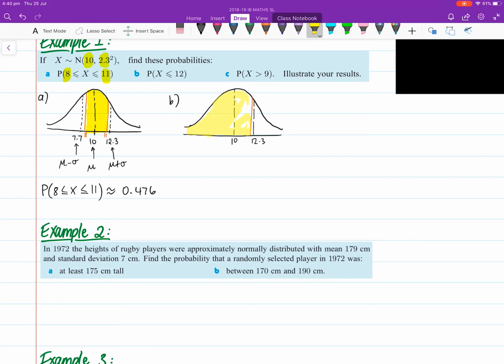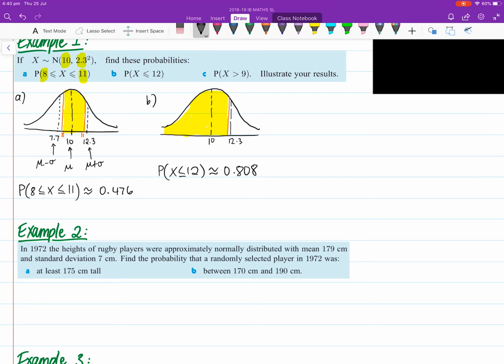Now you can see, because it's a continuous distribution, it's not discrete, less than 12 is the same as less than or equal to 12, as well. It's the same shaded area. So do this on the calculator, guys, and you should get, let me check, 0.808. Looks good.